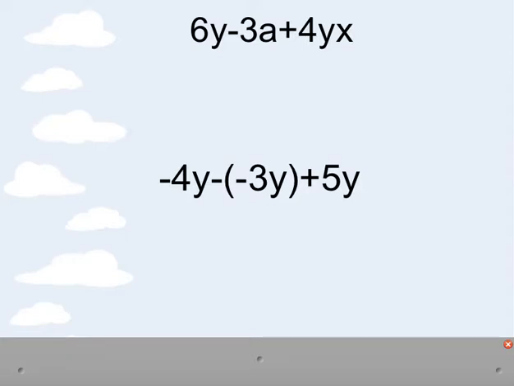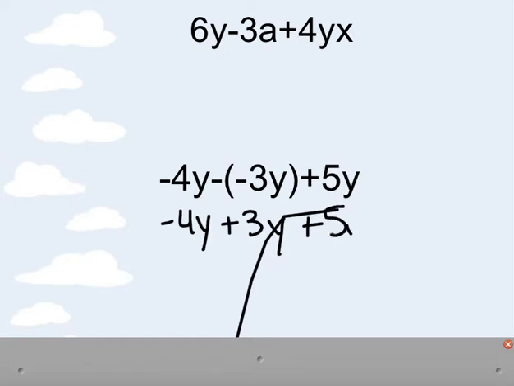Negative 4y minus a negative 3y plus 5y. And we would say yes, these are like terms because each of them has a y with an exponent of 1. So we can simplify to say negative 4y minus a negative 3. Well, minus a negative 3 is just adding a 3y plus 5y. So when we look at this, negative 4y plus 3y, that's a negative y, plus 5y is 4y. So we have a total of 4y. Remember, don't change the actual variable, we just work with those coefficients.